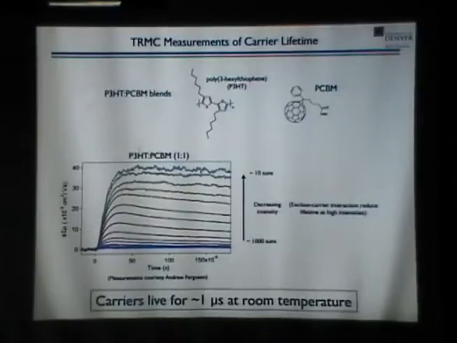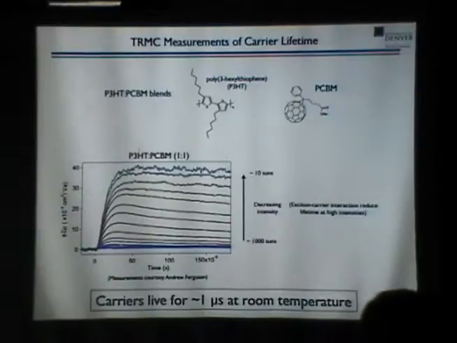So as an example, here the y-axis is our measurement. What we plot is called phi times sigma mu. That is the quantum yield, so how many electrons are produced for every photon that comes in, times the sum of mobilities, the sum of the electron and hole mobilities. So this is the output from the TRMC. This is the time scale.